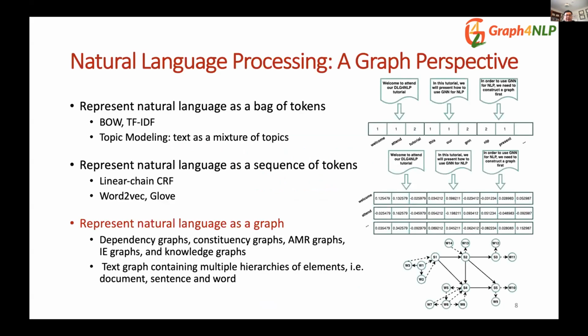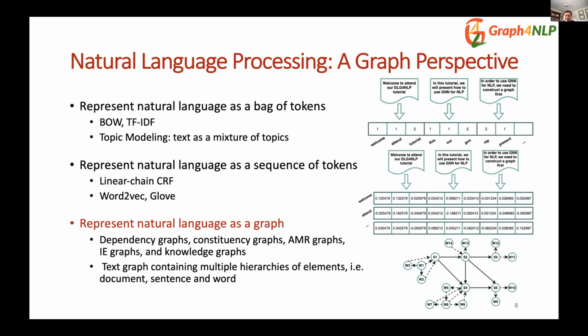First of all, let's take a look at what the current ways are to represent natural language. Typically they have 3 different ways. In a very, very early stage of NLP, people tried to represent natural language as a bag of tokens. This is very natural, as shown on the right-hand side. Let's say we have 3 sentences. Welcome to attend our DLG4NLP tutorial. In this tutorial, we will present how to use graph neural networks for NLP.